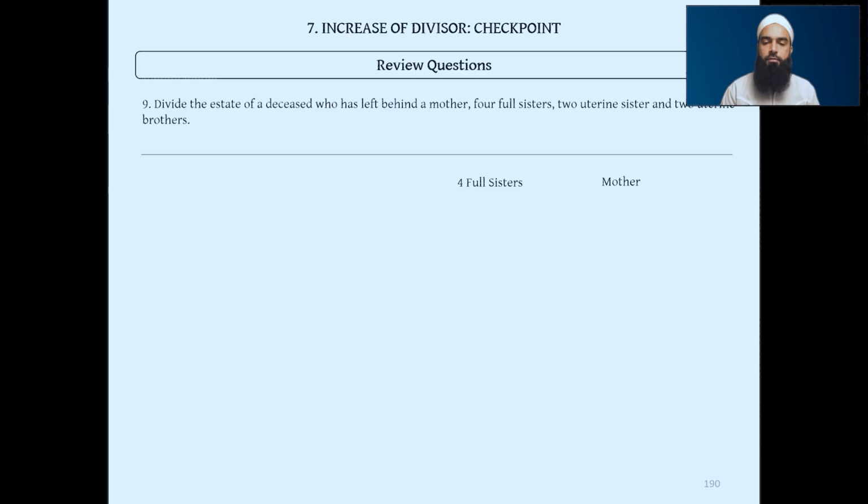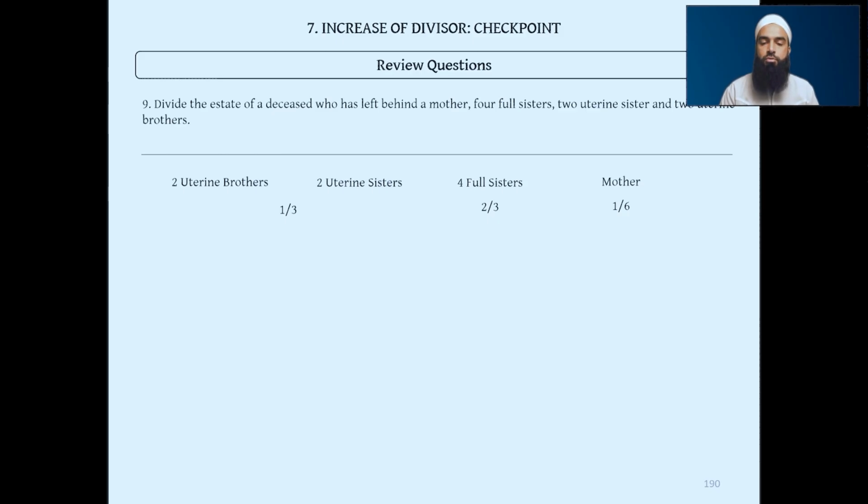Scenarios: mother, 4 full sisters, 2 uterine sisters, and 2 uterine brothers. What happens in this case? Now, to reveal the answer, mother receives a 1/6 because there's siblings, more than 2 and more. The full sisters get 2/3. The uterine sisters and the uterine brothers together get 1/3. Remember, the reason I've written this one in this way, previously we wrote 2 uterine siblings, just to show that there's also a way of writing it out.